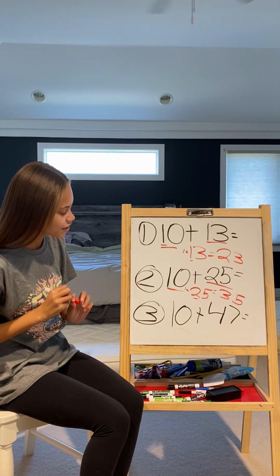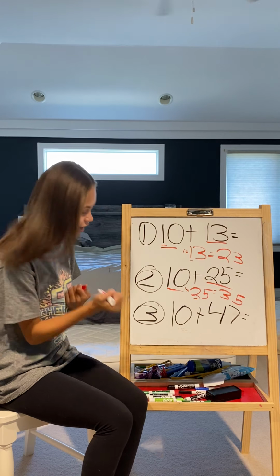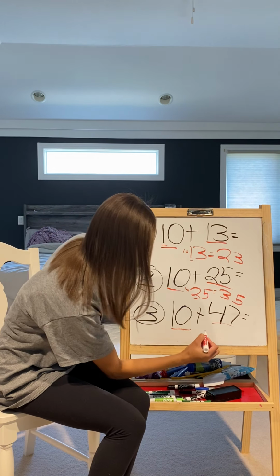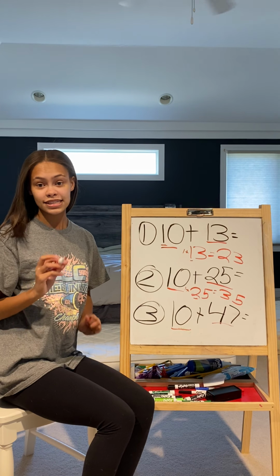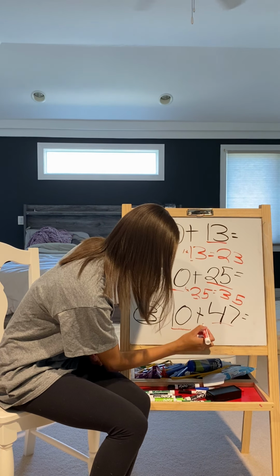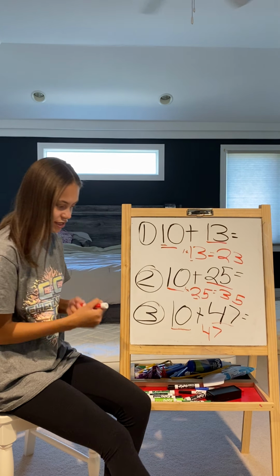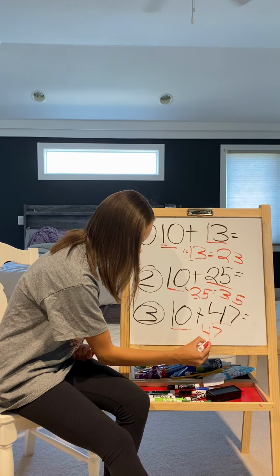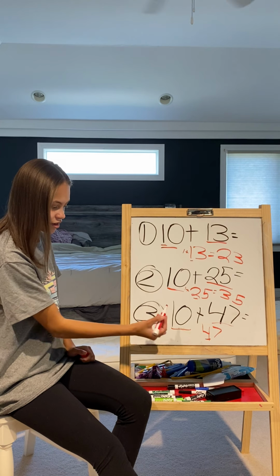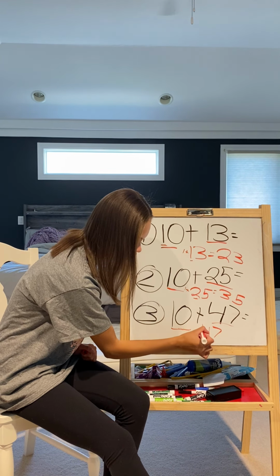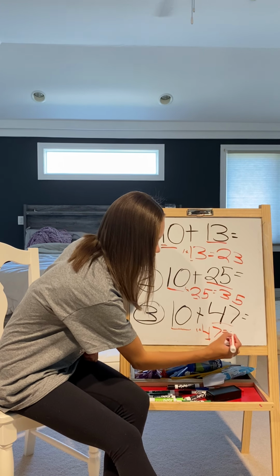Now for the third one, we have 10 and 47. So we're going to be using the number that's not 10, which is 47. The first number in 47 is 4, and because the first number here is 1, you're going to add a 1 to it. So the answer is 57.